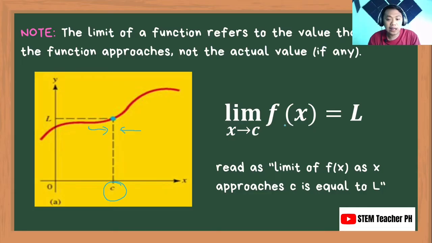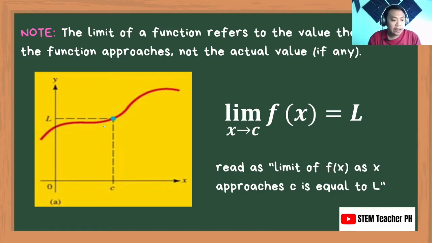Ang gusto natin kung ano yung value ng function habang papalapit at papalapit tayo towards this constant c. So, ang ginamit natin as x approaches c. So, we read this as the limit of our function, f of x, habang yung value ng x natin ay papalapit ng papalapit kay c, and then the value, titignan natin sa y-axis, is equal to our L. So, we read this as the limit of f of x as x approaches c is equal to L.